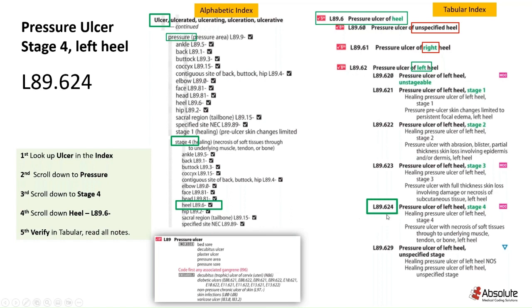We need 6 digits. Now we have not only the specific stage, we also have the laterality of the left heel. So again, coding to provider certainty and specificity. So that leads us to L89.624, pressure ulcer of left heel, stage 4. And y'all were on it. Y'all are on it.